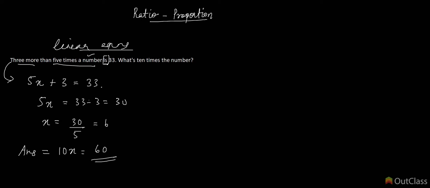Just to recap what you may have learned in school. This step of taking the plus 3 and putting it on the other side as a minus 3 is called transposition. We would say that we transpose the 3 to the other side. And then this step of taking the 5 from the 5x, 5 into x, 5 in the numerator, you take it to the other side, it goes to the denominator, and that step is called cross multiplication.